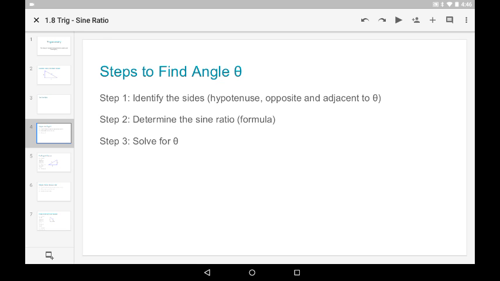Okay, the steps for finding an angle, if you know some of the sides, are almost the same as finding the tangent. Step one, you identify the sides, the hypotenuse, the opposite, and the adjacent side to angle theta, just like when you're finding the tangent. Determine the sine ratio this time, so sine of theta equals O over H, and then you solve for theta by plugging in the numbers you know and solving.